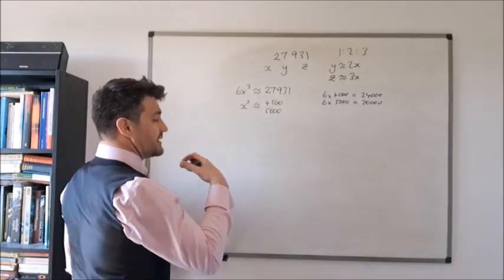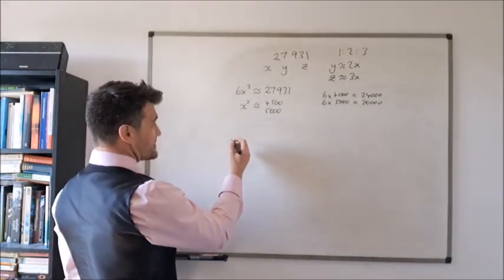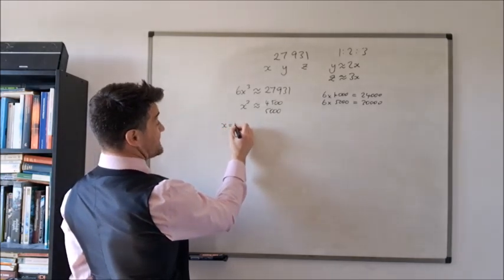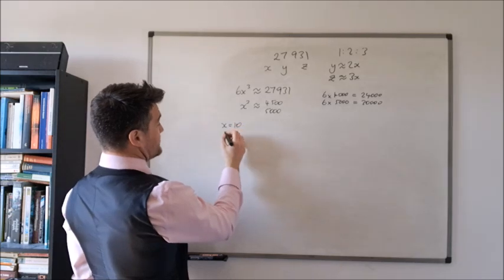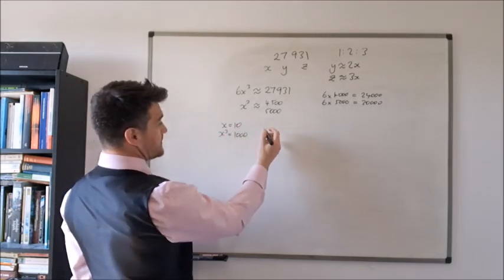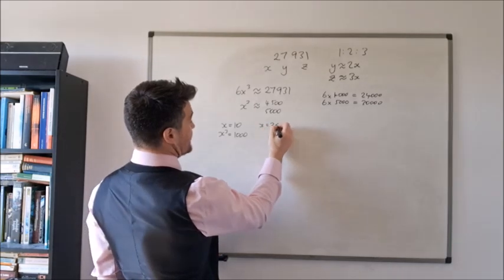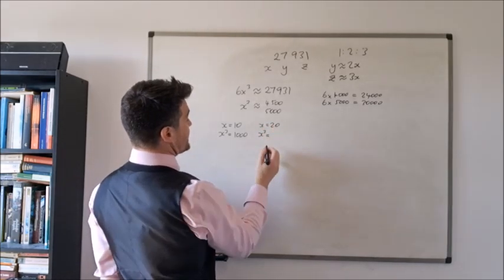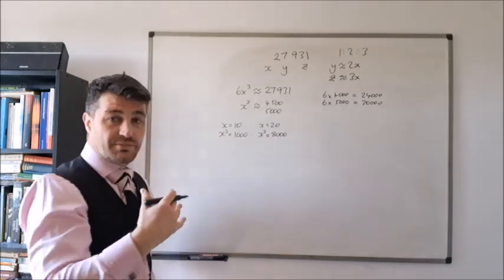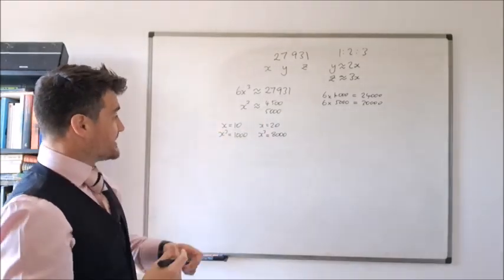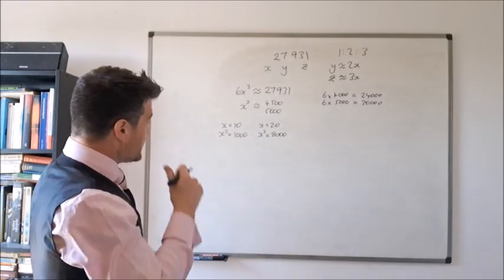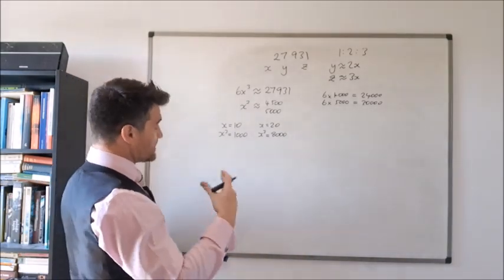So, okay. Again, I'm going to try to get some bounds on this. So maybe if x is equal to 10, then x cubed is naturally going to be equal to 1,000. That's far too small. If x is equal to 20, x cubed is going to be equal to 8,000. That's too big. So the number that I'm looking for, x, is probably going to be somewhere between 10 and 20. Okay, so x equals 15.